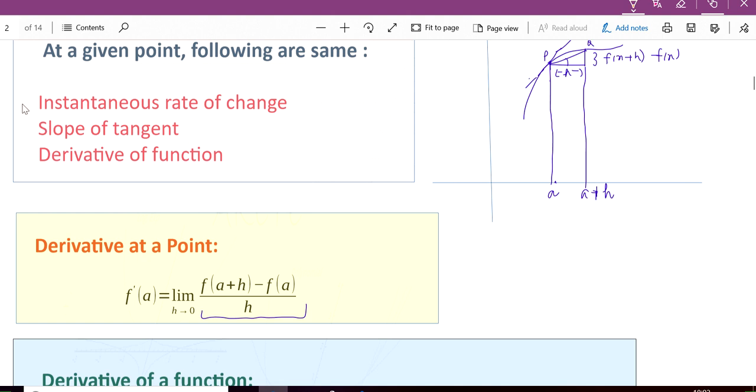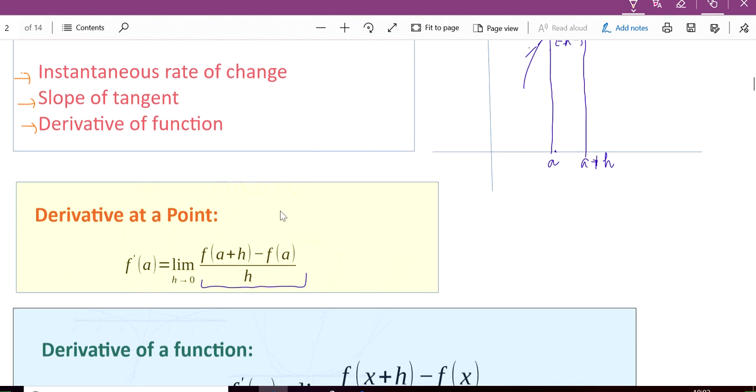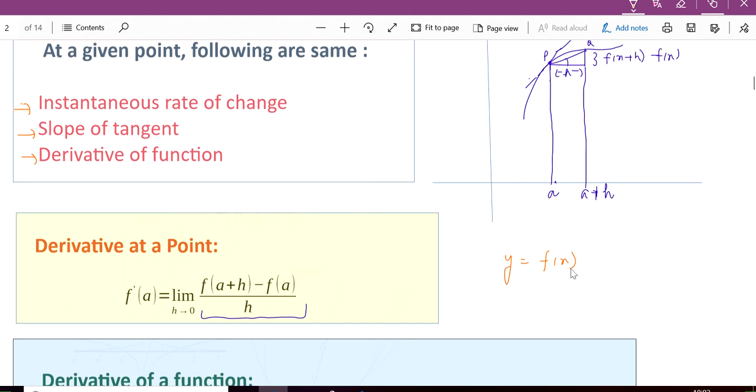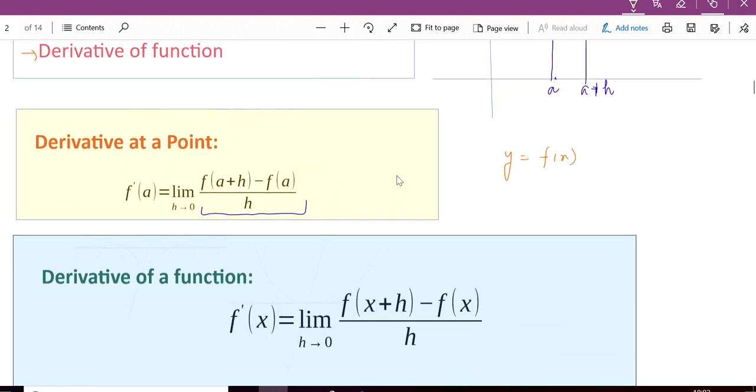We said that instantaneous rate of change, slope of a tangent, and derivative of a function are all one and the same thing. We also saw that if y is a function of x, then the derivative at any point of this curve will definitely be a function of x. So instead of a, I can write any arbitrary point x of that function, and the same thing is going to give me the derivative function. This is a function of x.